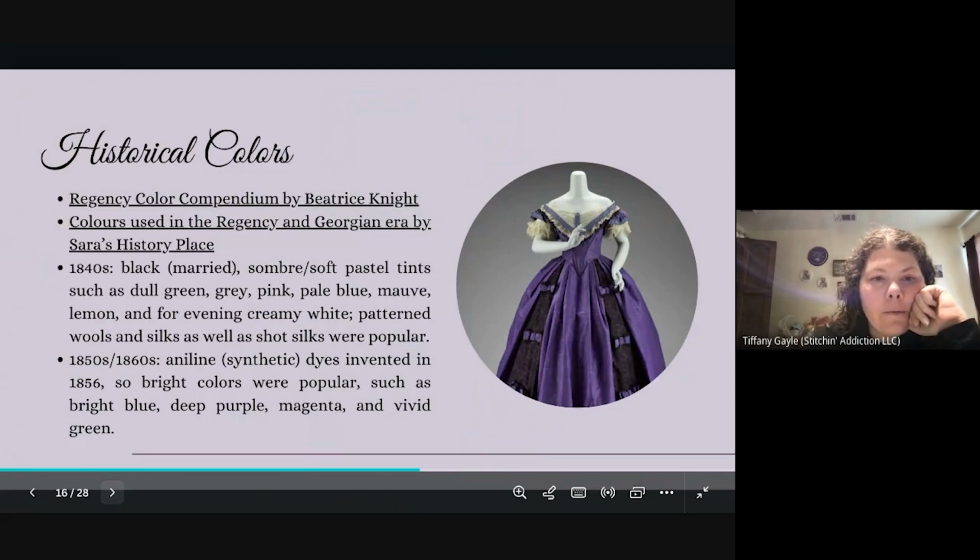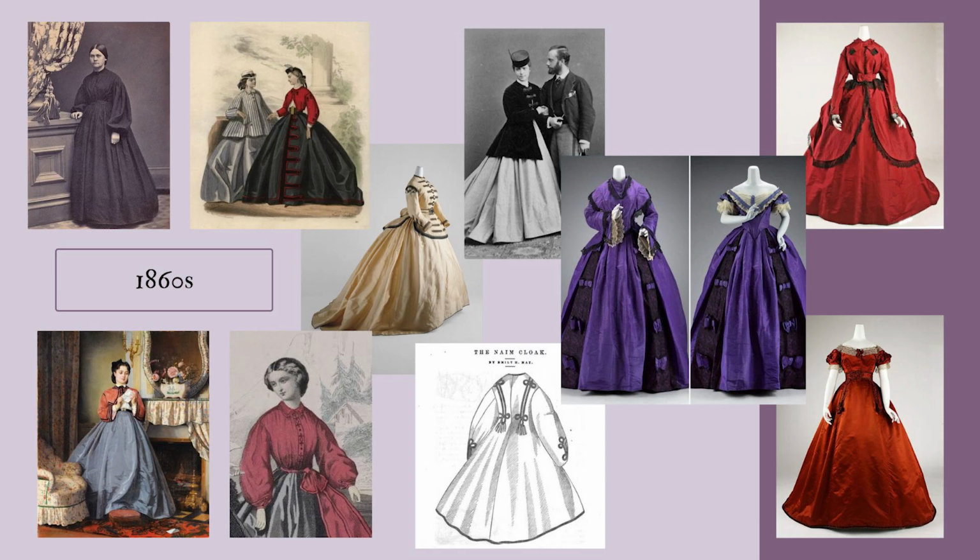And then by the 1850s and 1860s, synthetic dyes had been invented in 1856. So bright colors were super popular because they could actually wear something that was a bright color. The price was reasonable because previously the few brighter colors they had were more expensive because they were so hard to do. So there was lots of bright blues, deep purples, magentas, vivid greens. Of course, we always hear about the green that was deadly to wear, had arsenic in it. And you can see even here, you've got the bright purple, you've got the reds.